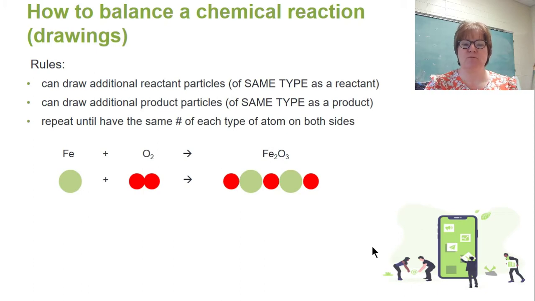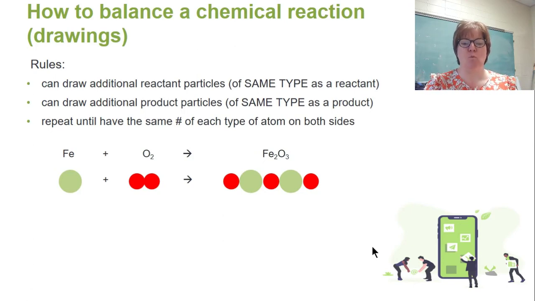So let's step through this example. I have an iron atom with an oxygen molecule, so it's two oxygens stuck together. I know they're stuck together by that subscript of a 2. And then I have Fe2O3. How you draw it at this point isn't particularly important, but there are 2 green iron atoms and 3 red oxygen atoms. Okay, so I'm going to first look at the counts.